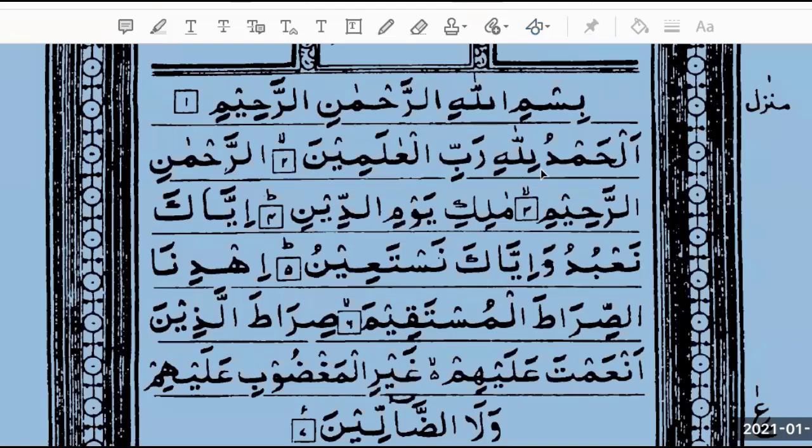Could you please let me know in the first line the haruful madda? Haruful madda. First line, second line, third line. Ya madda. Okay, in Alamin. Yes. Well done. And in the second line. Nirrahim. Him. Yeah. Here, deen. Yeah. And nasta'in. No, ya, correctly. Ya is with fatha and the next alif, blank alif. Iyyaka. This is haruful madda. Jazakallah. Thank you.